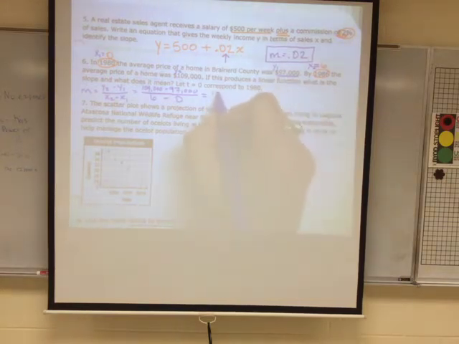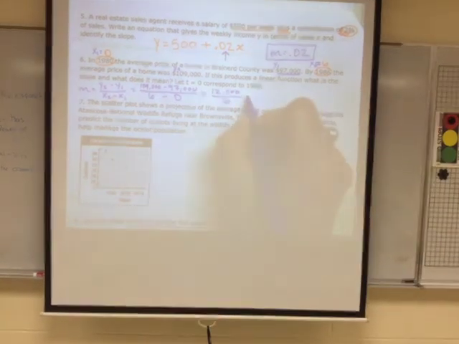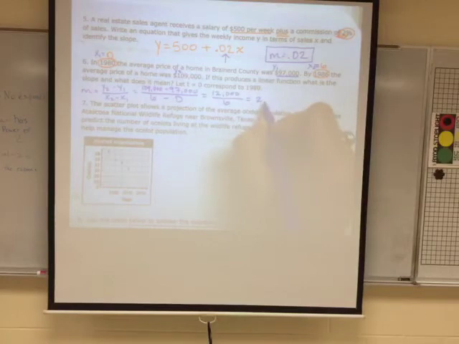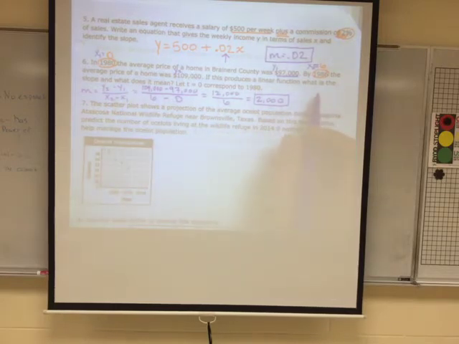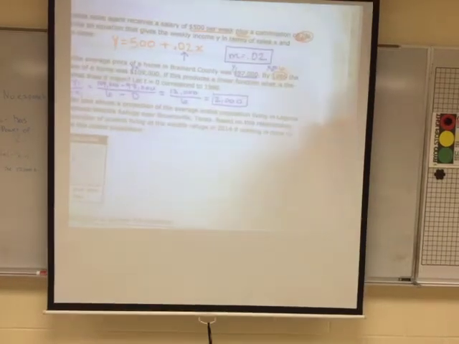So that gives me 12,000 over 6 minus 0, which is 6. 12,000 divided by 6, that's 2,000. So my slope is 2,000. And my units, remember, were dollars per year. So it's $2,000 per year. So the slope means that the average price of a home increases by $2,000 per year.